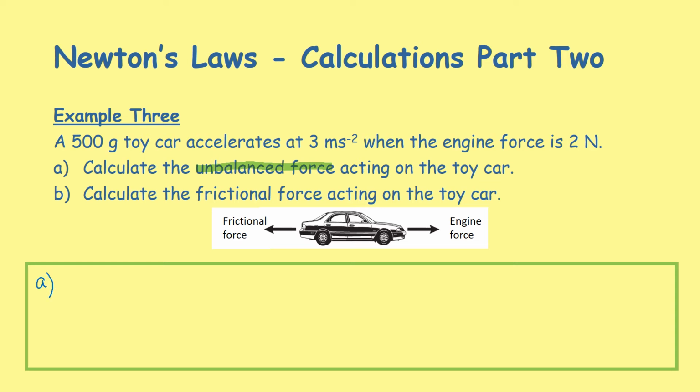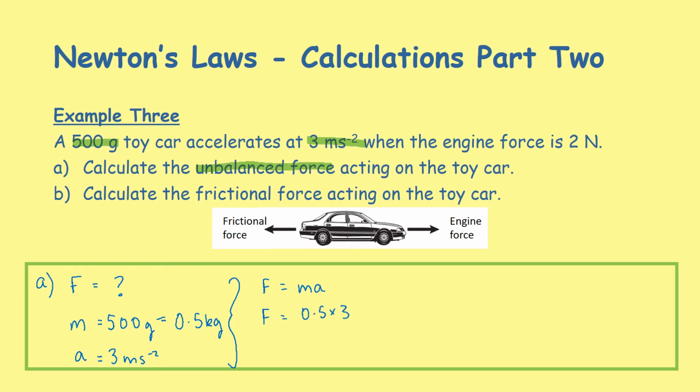So for Part A, using our equation, F, M, and A, we want to calculate our unbalanced force. We are given a mass, up at the top in the question, of 500 grams, and an acceleration of 3 meters per second squared. Before we use the equation, we need to notice that the mass should be in kilograms. So 500 grams in kilograms is 0.5 kilograms. Now we can use our equation, F equals ma, to calculate our force. So our force is equal to 0.5 multiplied by 3, which gives us a force of 1.5 newtons.